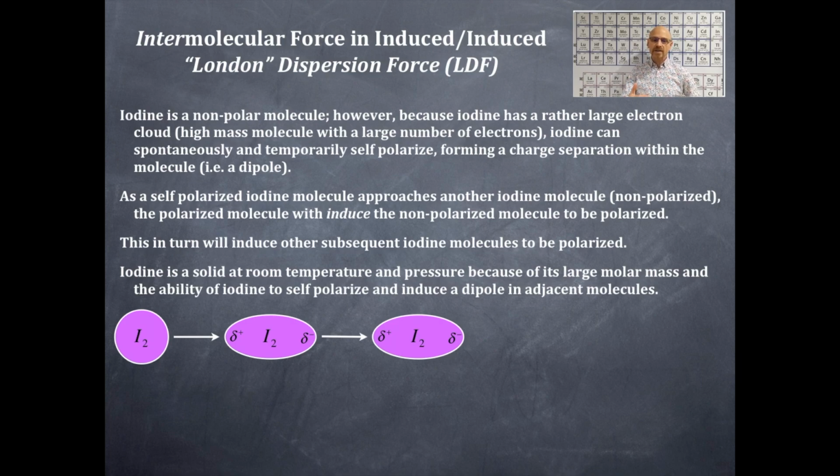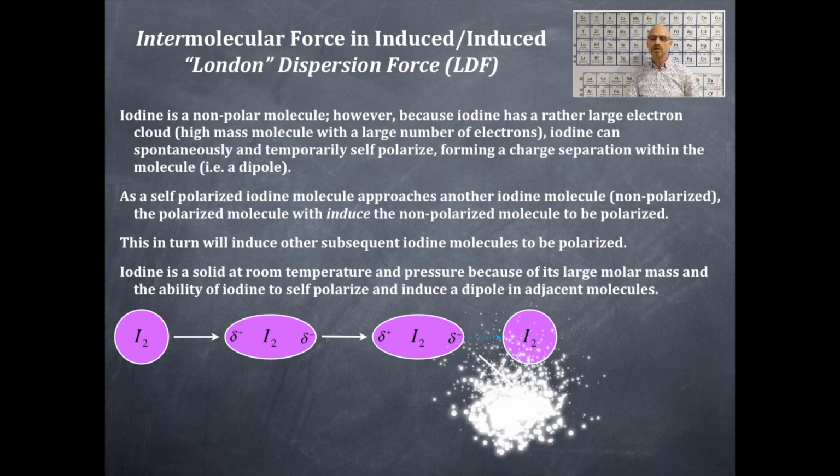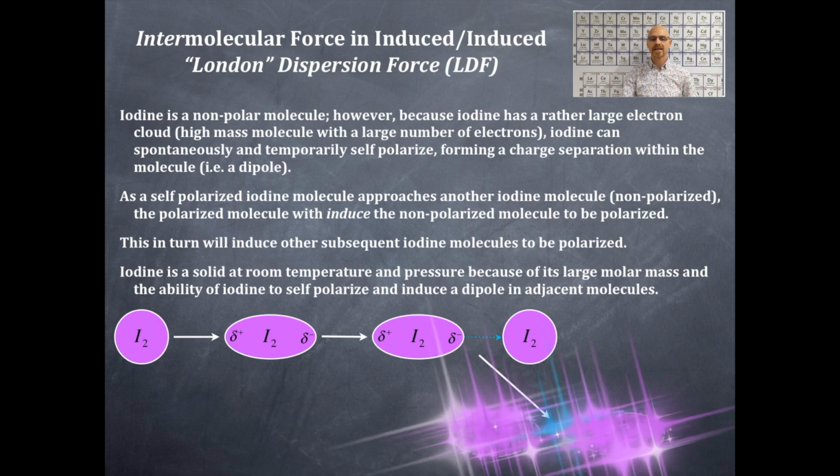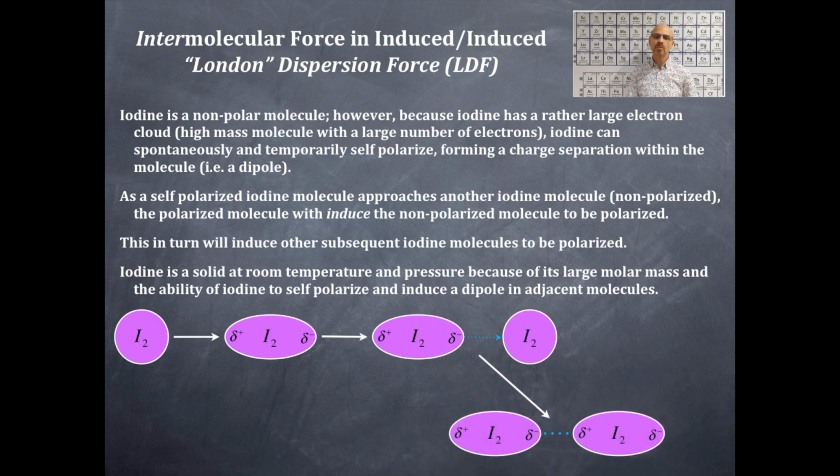And so now we have this molecule that is self-polarized, and it will interact with a non-polarized iodine molecule. This polarized molecule will interact with that non-polarized molecule and induce a dipole in that second one. And therefore, these two will have an intermolecular force that is an induced intermolecular force, and this is called a London dispersion force.